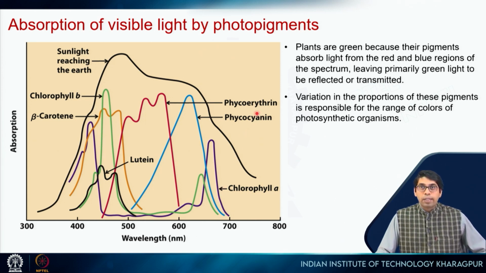Now it turns out that plants are green because their pigments absorb light mostly from the red and blue regions. So this is the blue region and this is the red region, which means that there is not much absorption in the green region. So this green light is either reflected or transmitted. So that is why we see that green light. Now variation in the proportion of these pigments is responsible for the range of colors of photosynthetic organisms. Even in plant leaves we see different colors, that is because of this variation in the pigments.